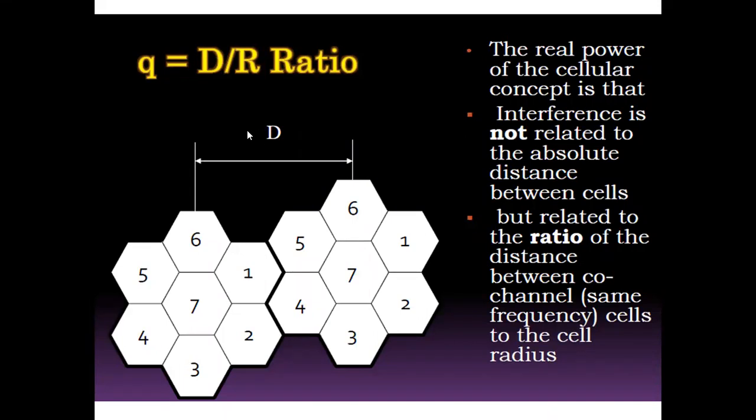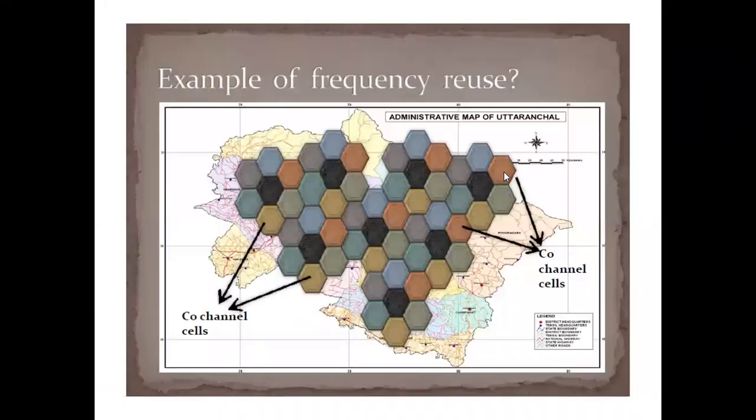Now come on to the next diagram. As you can see, different colors: cells of the same color will be your co-channel cells. So these will be your co-channel cells, and this color is the same. The whole geographical area is divided into a number of cells, and we can use the frequency reuse concept in those cells. The same color cells are denoted as co-channel cells, meaning they are using the same frequency.